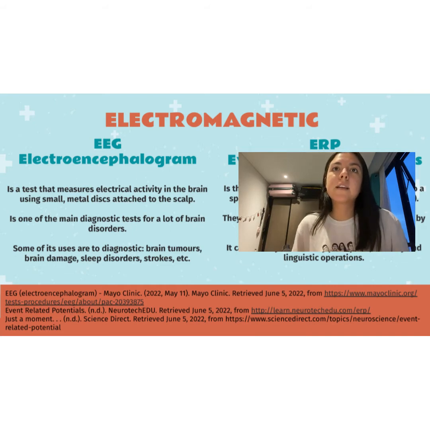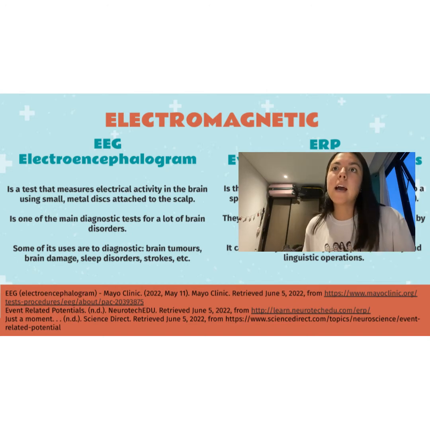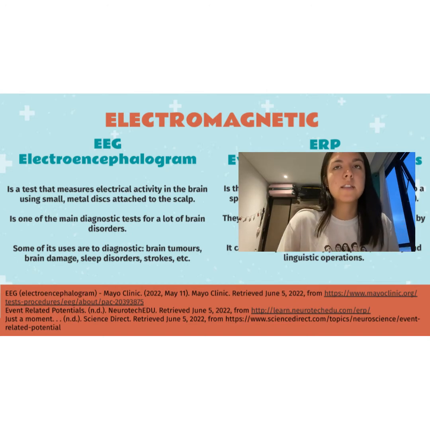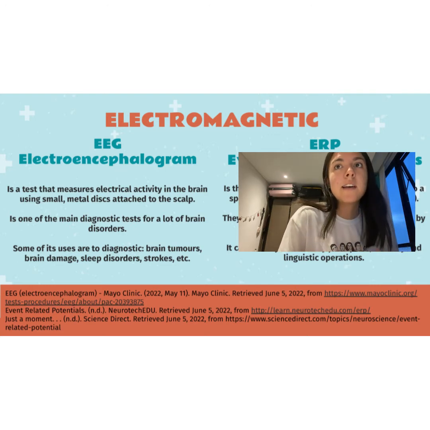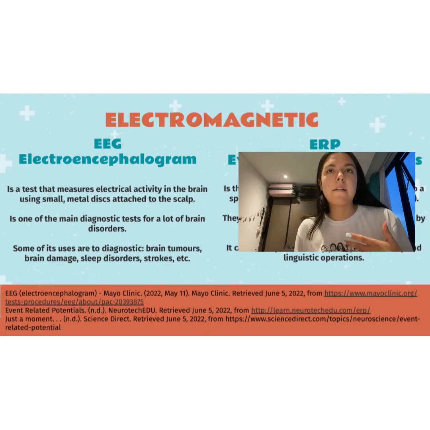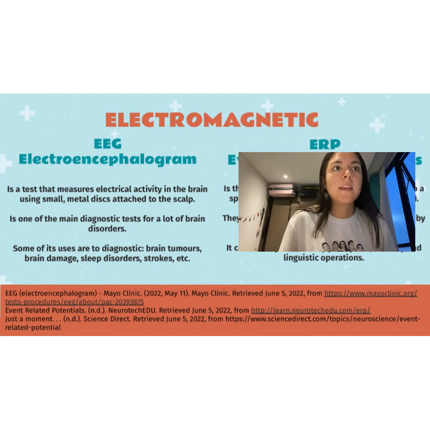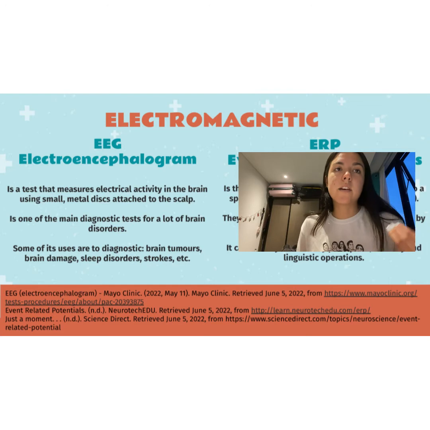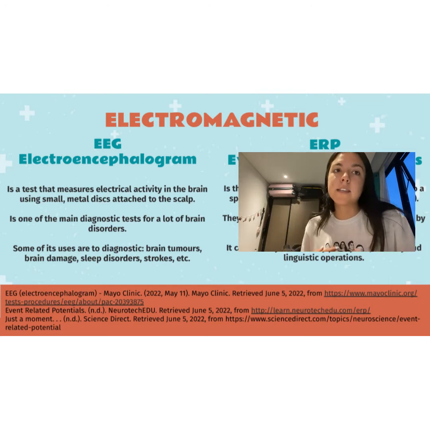The main use of an EEG is to detect and investigate epilepsy, a condition that causes repeated seizures. An EEG will help your doctor identify the type of epilepsy you have, what might be triggering your seizures, and how best to treat you. It is one of the main diagnostic tests for a lot of brain disorders. Some of its uses are to diagnose brain tumors, brain damage, sleep disorders, strokes, or, as already told you, epilepsy.